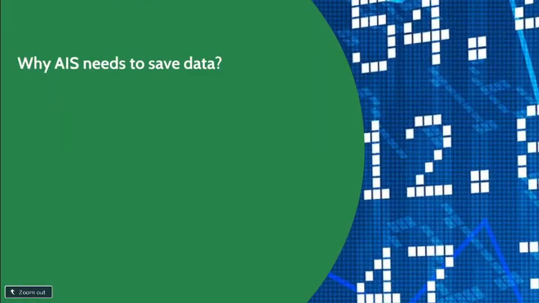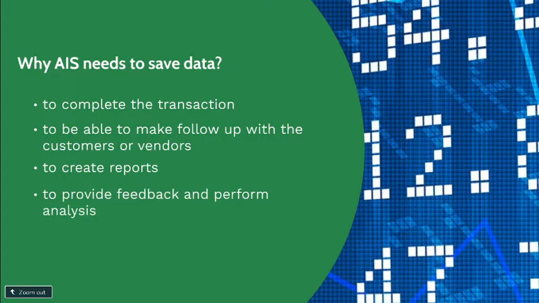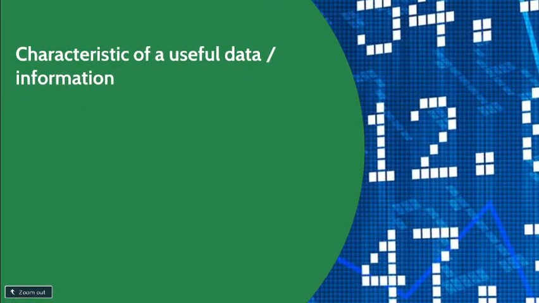The accounting information system saves the operational or transactional data to complete the transaction, to be able to make follow-ups with the customers or vendors, to create reports, and to provide the feedback and perform analysis. The accounting information system only saves the useful information, which is characterized by the following.